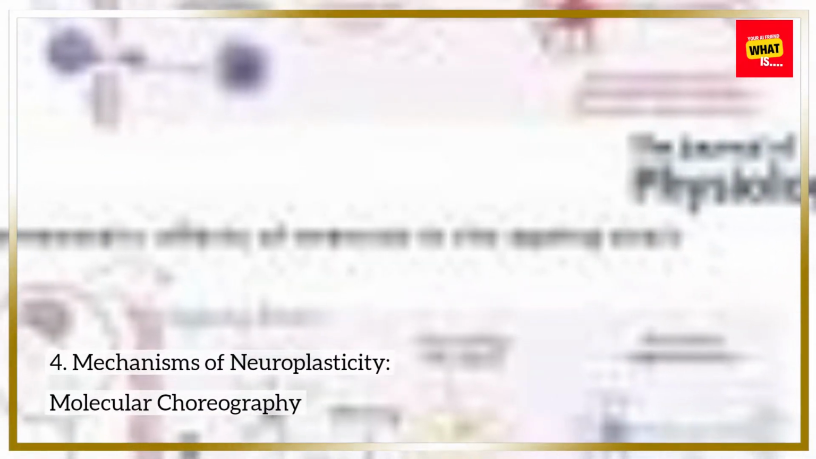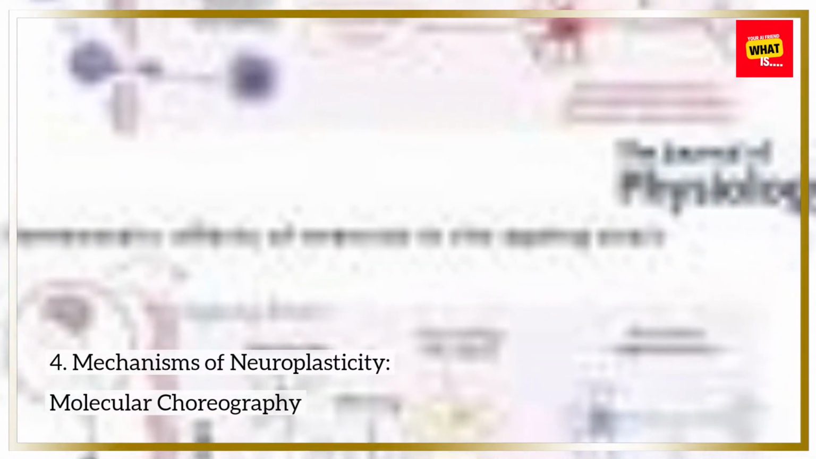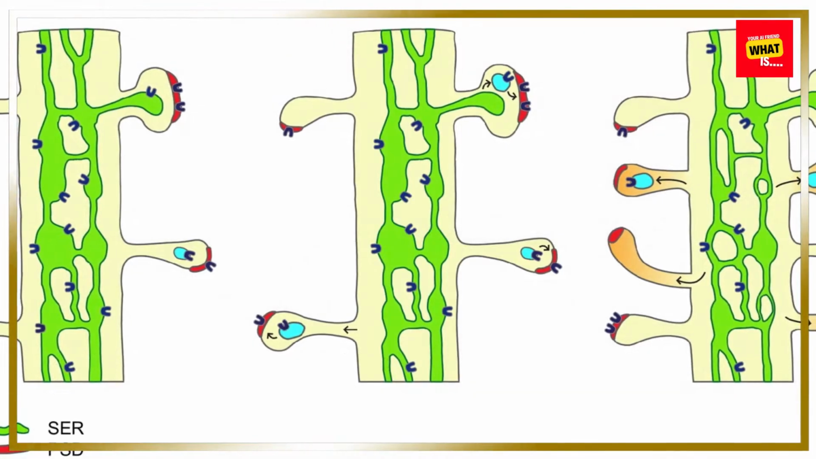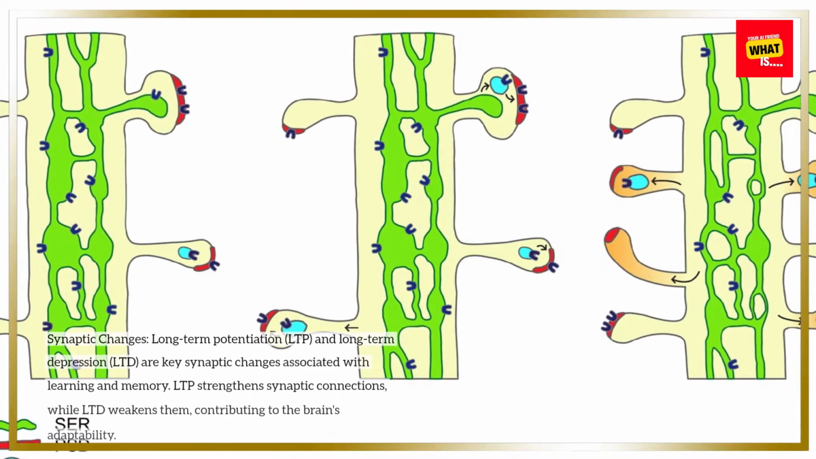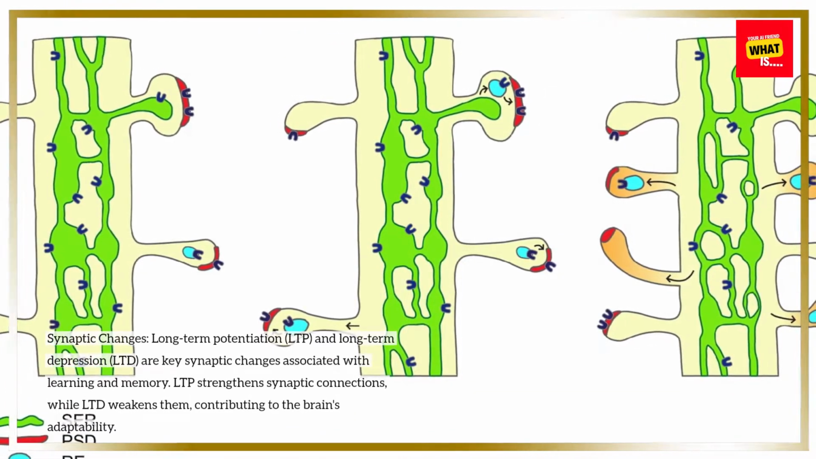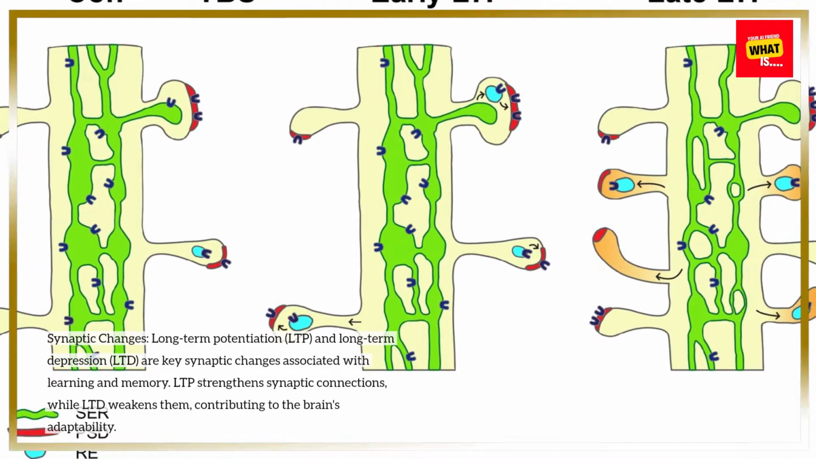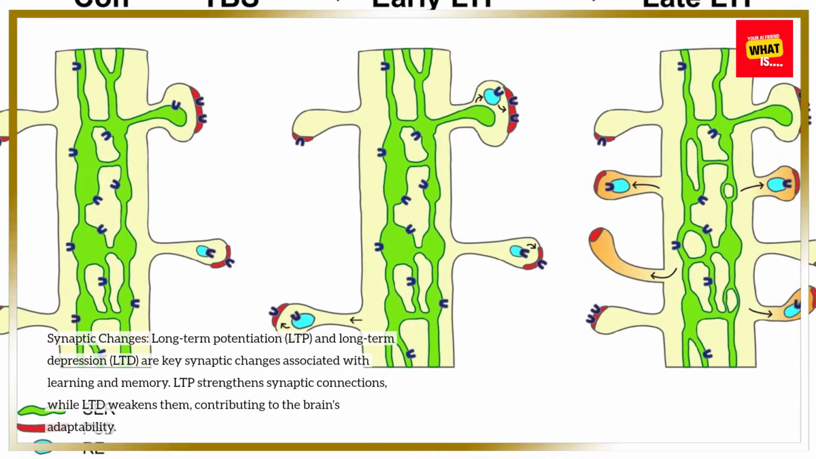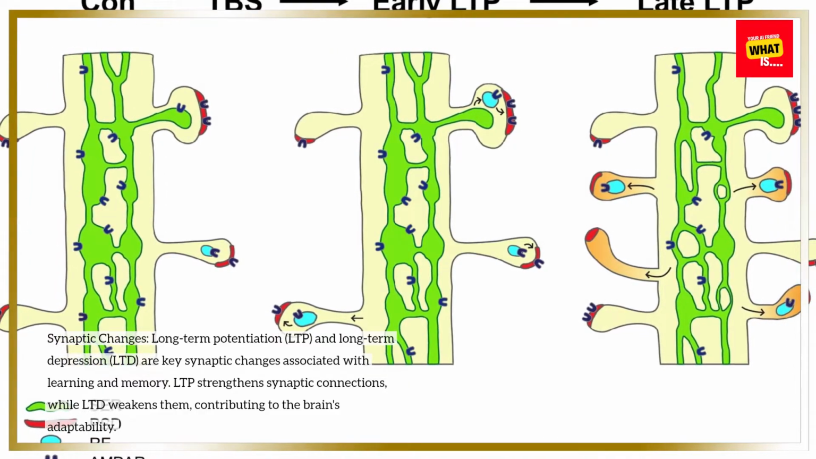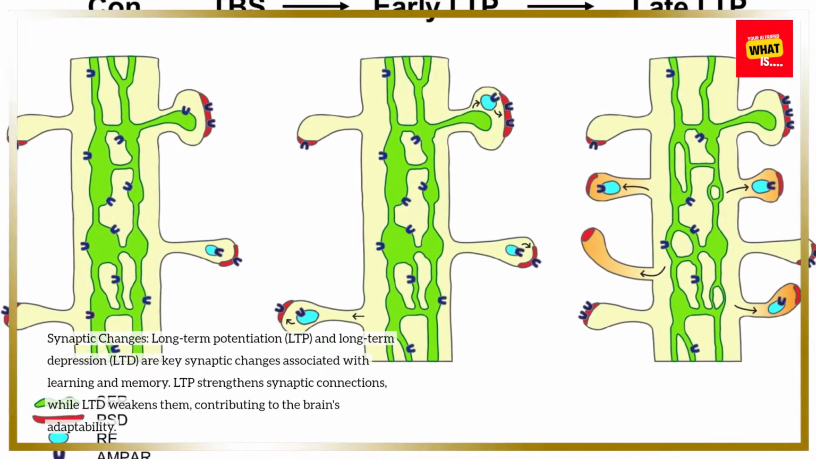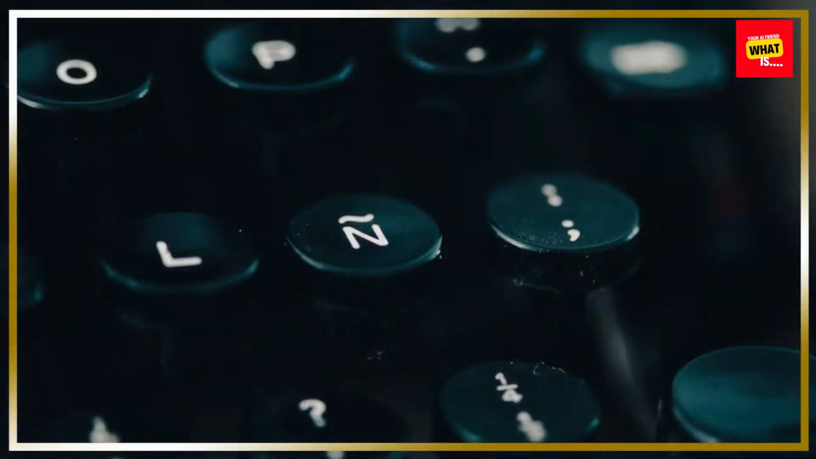4. Mechanisms of neuroplasticity. Molecular choreography. Synaptic changes. Long-term potentiation, LTP, and long-term depression, LTD, are key synaptic changes associated with learning and memory. LTP strengthens synaptic connections, while LTD weakens them, contributing to the brain's adaptability.